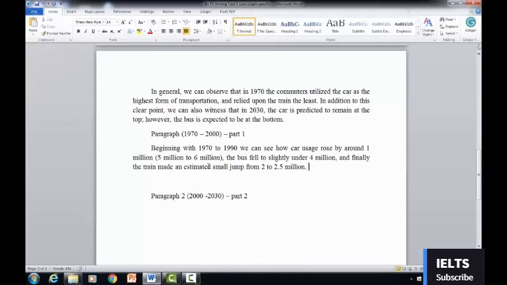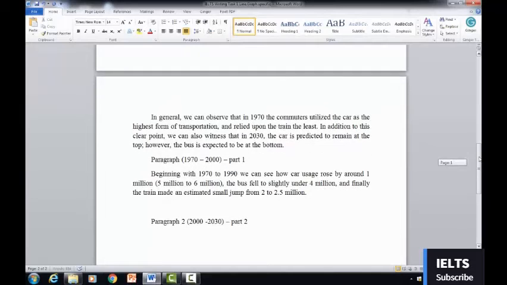That's what a sentence would look like for 1970 to 1990. Beginning with 1970 to 1990, we can see how car usage rose by around 1 million, 5 to 6 million. The bus fell slightly under 4 million, and finally the train made an estimated jump from 2 to 2.5 million. Right? We are looking at the numbers and we are making some comparisons.